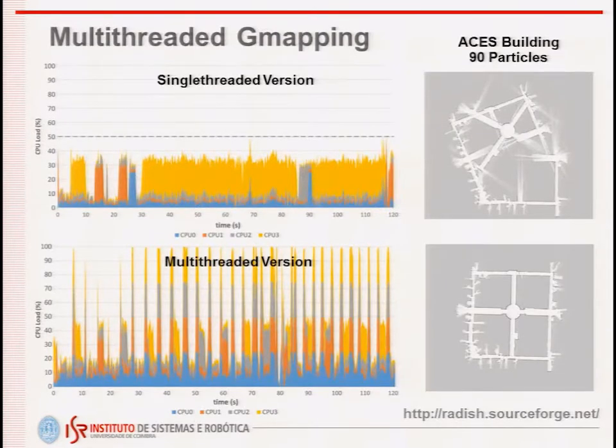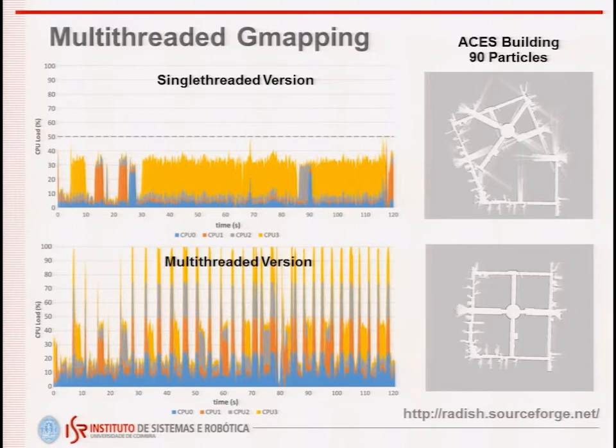If we compare the results obtained with the single-threaded version, the publicly available one, with the proposed multi-threaded version, in this case for the ACES building, a popular data set, we can see in the upper graphics obtained with a profiler that one of the cores is fully busy all of the time, so there is no time remaining for other processes, and there is some loss in the process that leads to errors in the generated map.